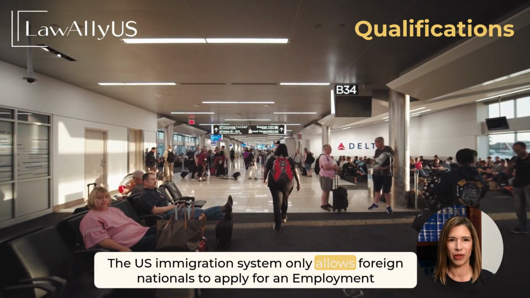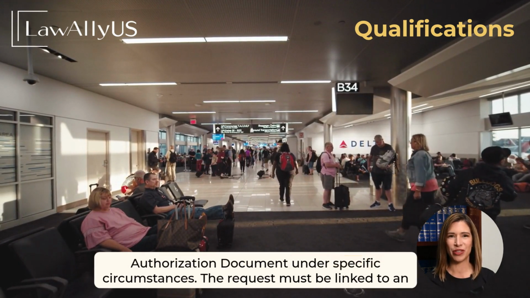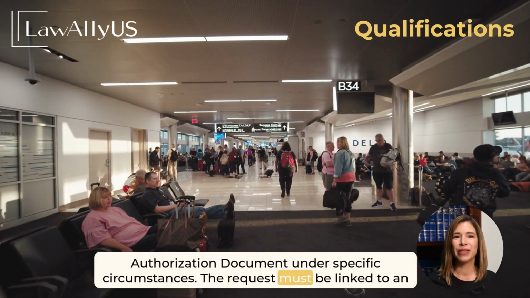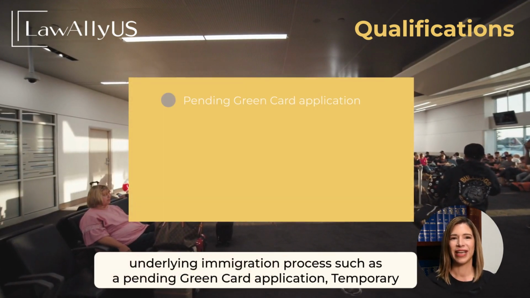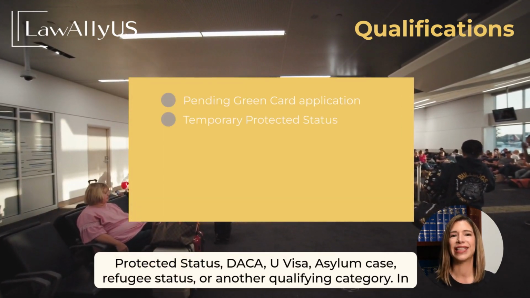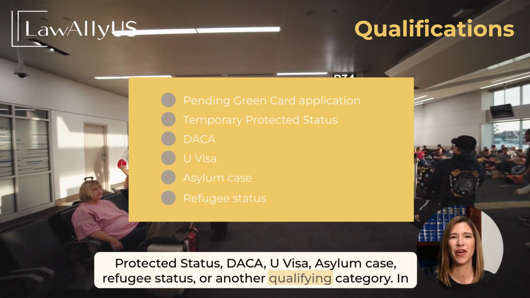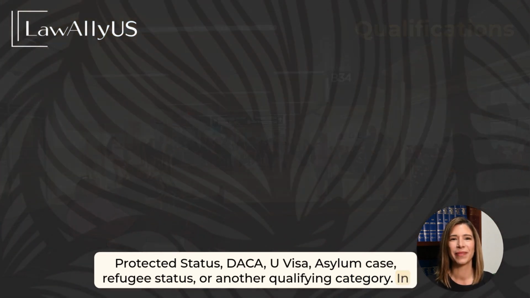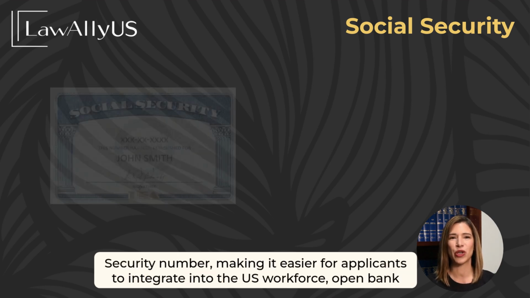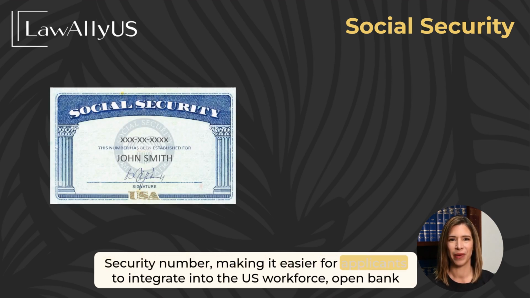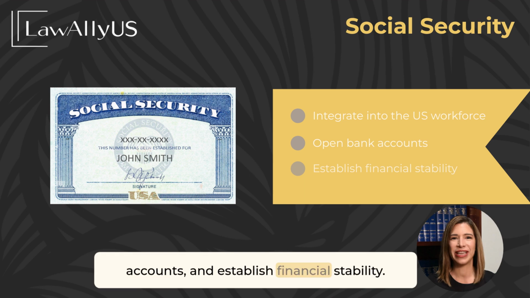Let's get started. The U.S. immigration system only allows foreign nationals to apply for an employment authorization document under specific circumstances. The request must be linked to an underlying immigration process such as a pending green card application, temporary protected status, DACA, U visa, asylum case, refugee status, or another qualifying category. In many cases, approval of the employment authorization document also comes with a Social Security number, making it easier for applicants to integrate into the U.S. workforce, open bank accounts, and establish financial stability.